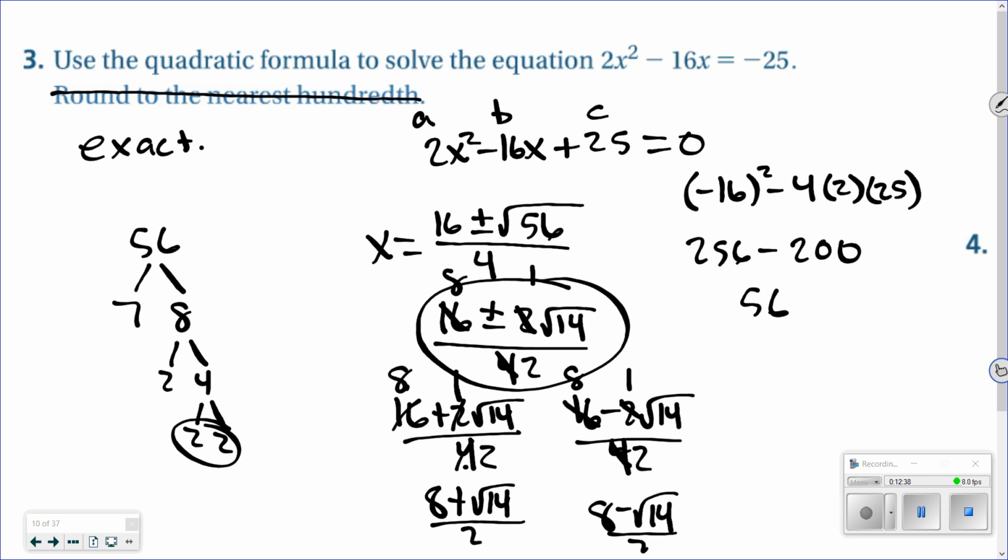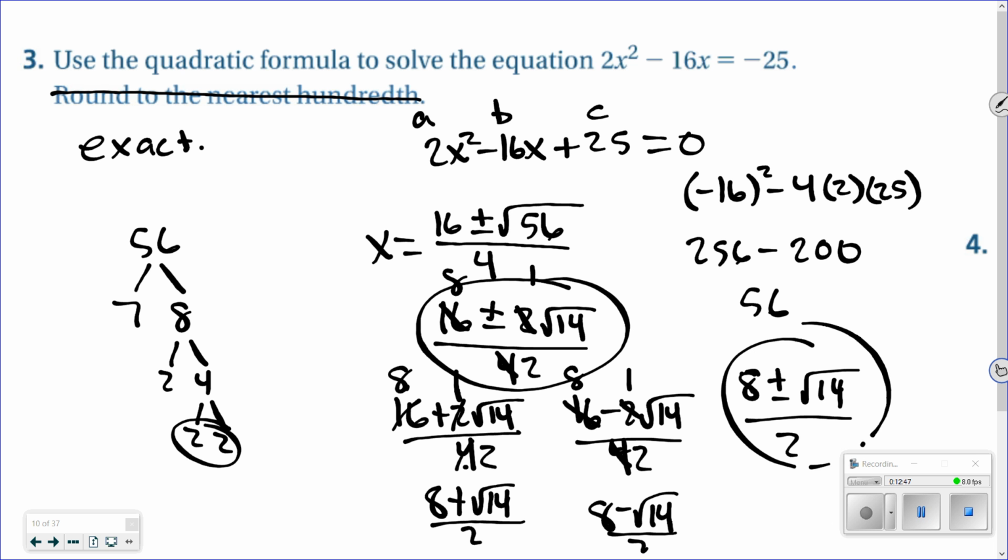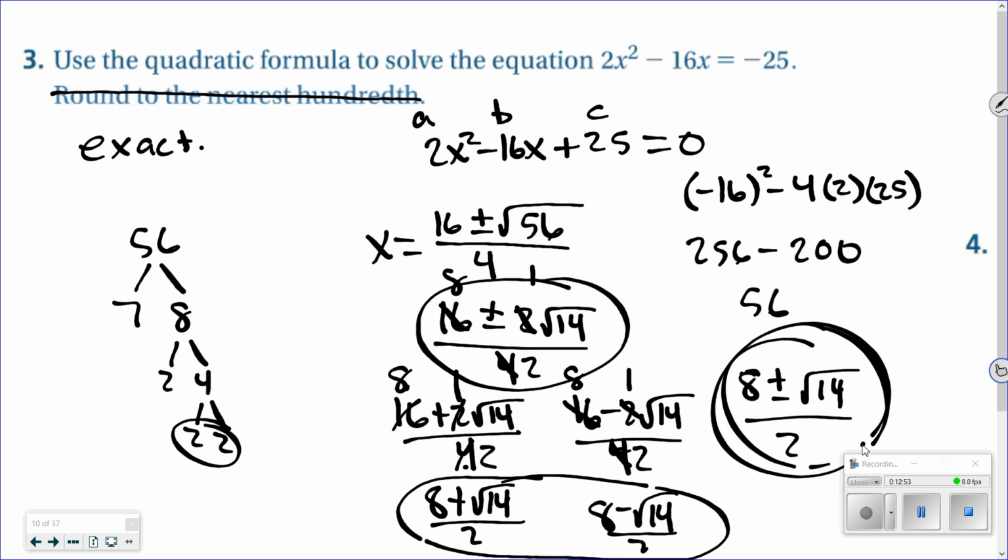So if you write it as 8 plus or minus the square root of 14 over 2, this would be okay too. But down here I wrote it separately. That's two separate answers. I'm okay if you write it as a single answer, if you want to put that plus or minus in there. I'll accept either one. Either one is great.